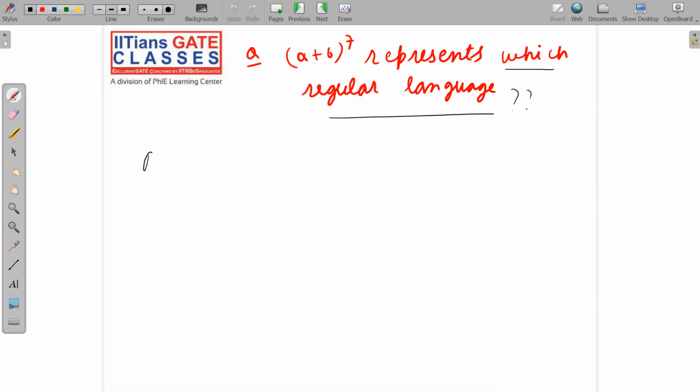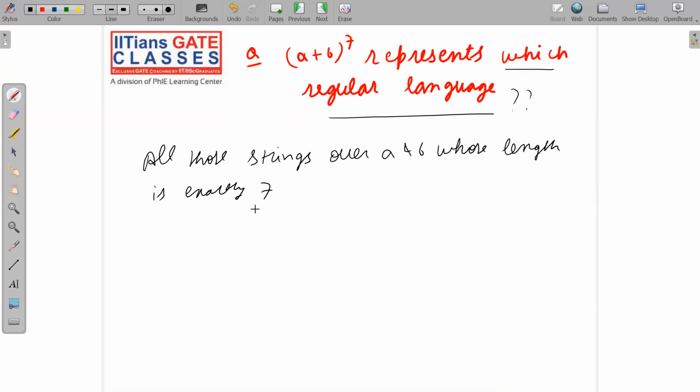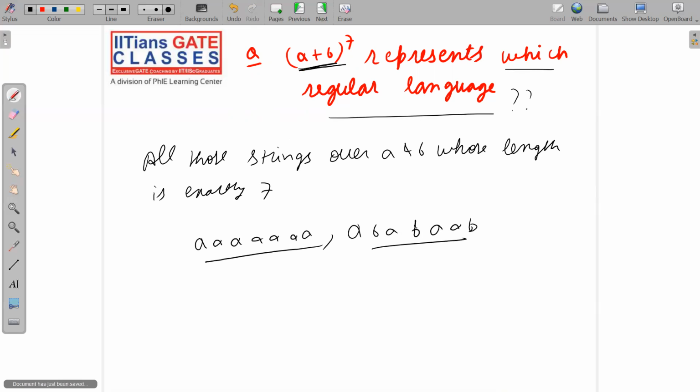So similarly, here I will say that all those strings over a and b whose length is exactly 7. For example, 1 2 3 4 5 6 7, this string will be represented by this regular expression. Now ababa... of length 7, like this, is also represented with this only. So how can I say that this string will be represented here?